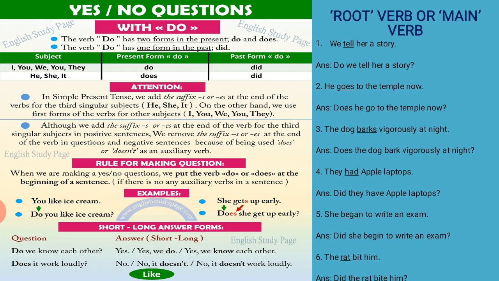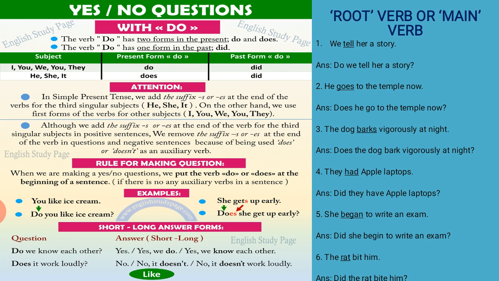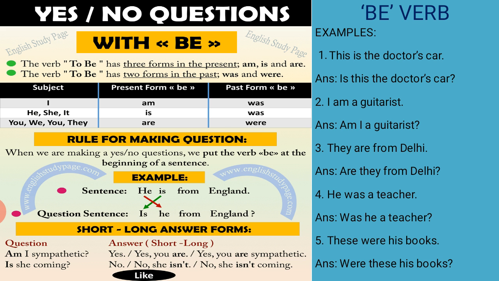We can use these examples. Do you like ice cream? She gets up early. Does she get up early? It is a present form. For past tense, they had Apple laptops. Did they have Apple laptops? So had splits into did plus have. Use these formulas very well. You can easily identify the question and change it. In our exam the answer is given, and you just have to frame a yes or no type of question.